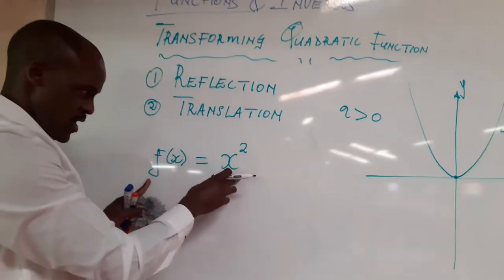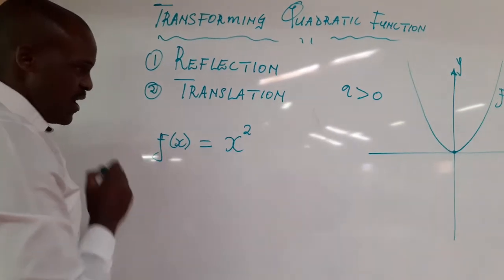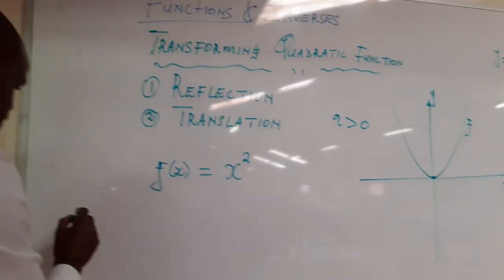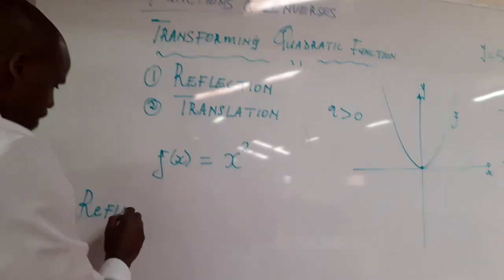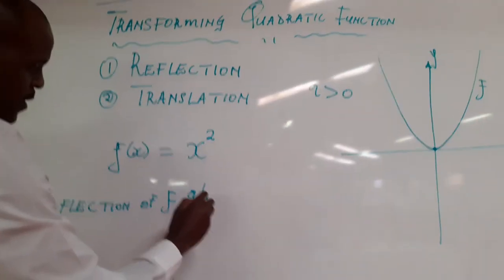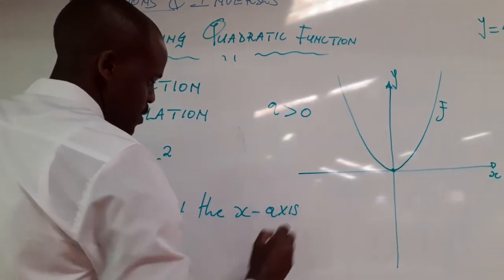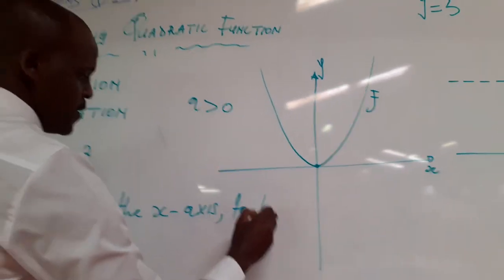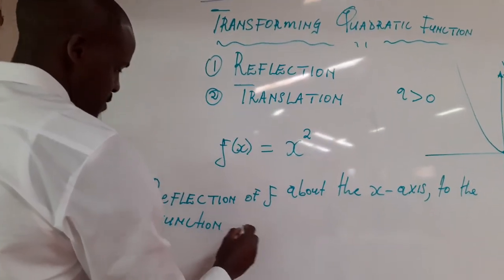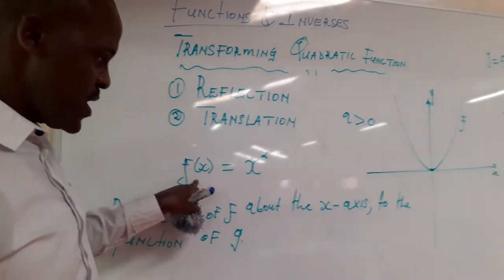So our y here is x squared. Our y is equal to x squared. So if you are to reflect this about the x-axis, after reflection, let's say it forms the function g. We are to reflect f about the x-axis to form the function of g.